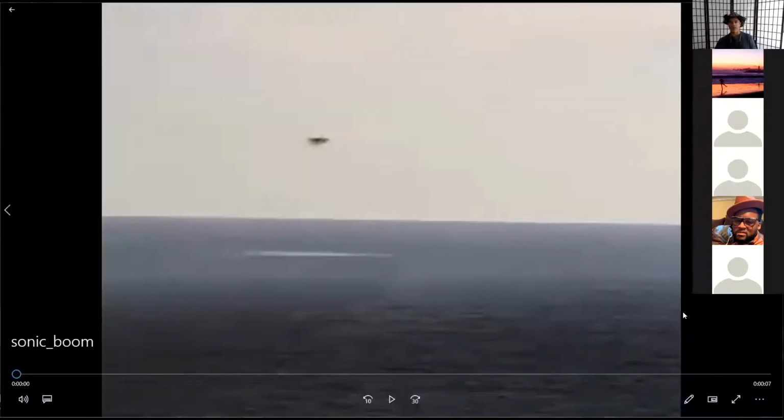Let me share this one. Here's a plane that's actually breaking the sound barrier, flying past some people on a ship. And you can sort of hear what the sonic boom sounds like.